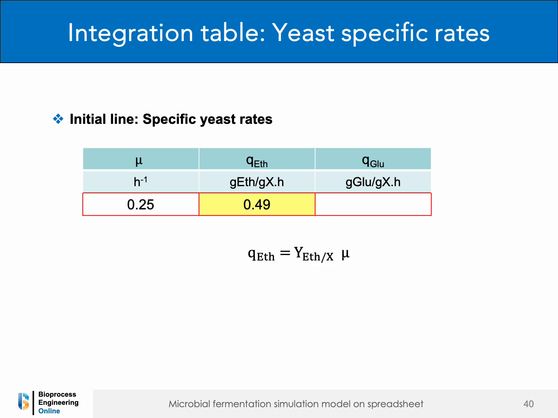Calculate the specific ethanol production rate by its kinetic law. q eth equals y eth over x mu. The parameter y eth over x is transferred from the kinetic parameters section. Calculate the specific glucose consumption rate by its kinetic law. q glu equals y glu over x mu plus y glu over eth q eth. The two parameters y glu over x and y glu over eth are transferred from the kinetic parameters section.